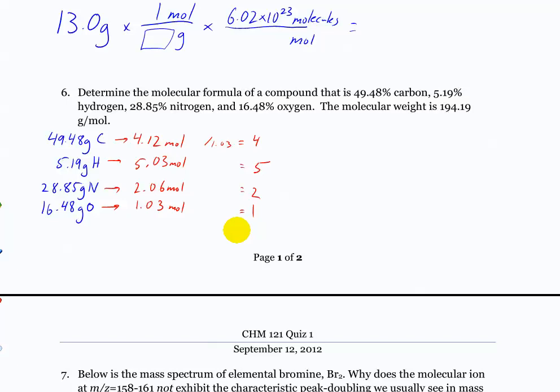No, because the next part of the question says the molecular weight is 194.19. So you have to now check this. What we've done so far gives us a formula of C4H5N2O. But that's not necessarily the molecular formula. That's the empirical formula. You have to check to see if the molecular weight of that formula is 194.19. Is it? No, you have to multiply it by 2, I think, right? So the actual molecular formula must be C8H10N4O2. Now, if the question had asked for the empirical formula, you would have had to simplify it at the end by dividing by 2. But it worked out.